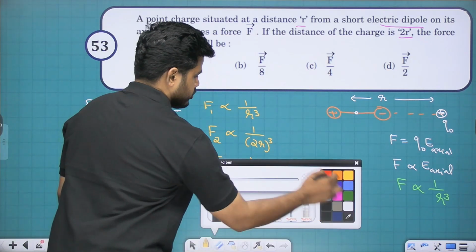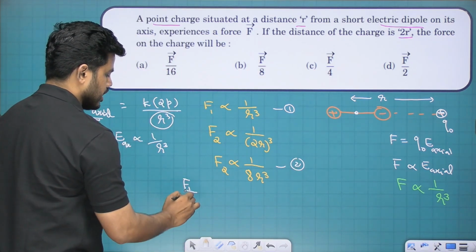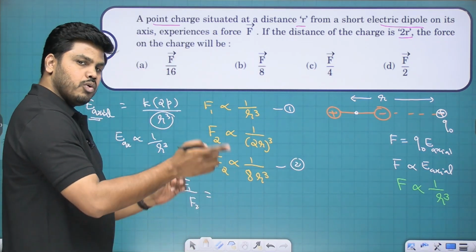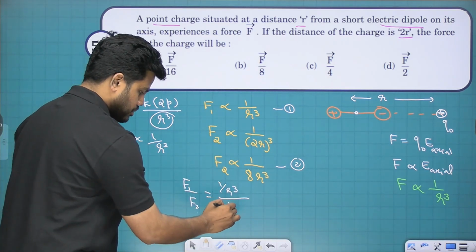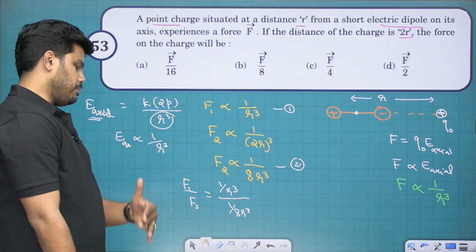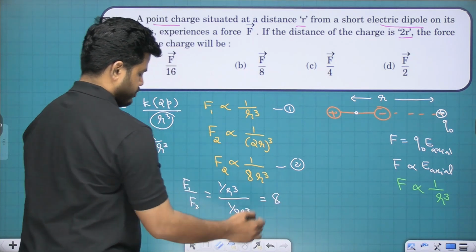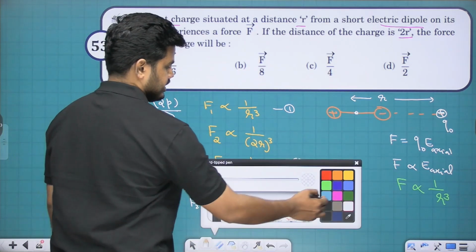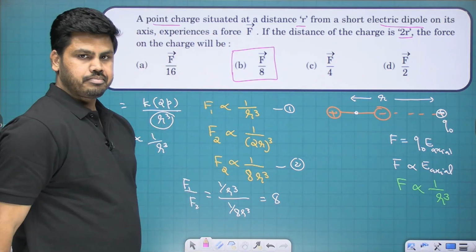If you take the ratio of equation 1 and equation 2, what will you get? F1 by F2 is equal to 1 by r cube divided by 1 by 8 r cube. R cube gets cancelled, 8 comes up. So we get F2 is equal to F1 by 8. So we get second option B is the correct one.